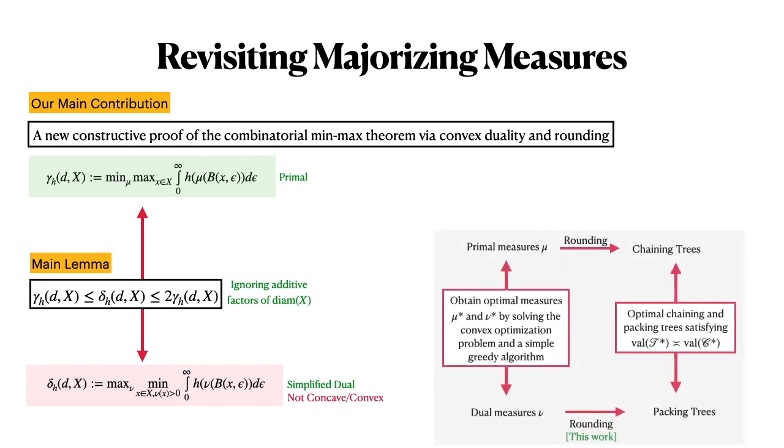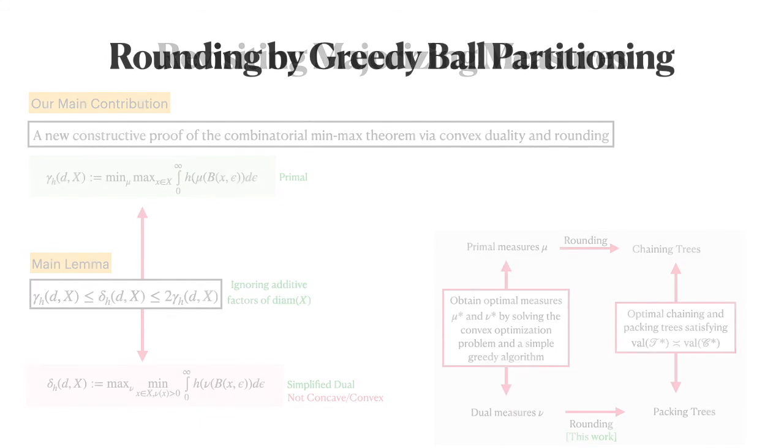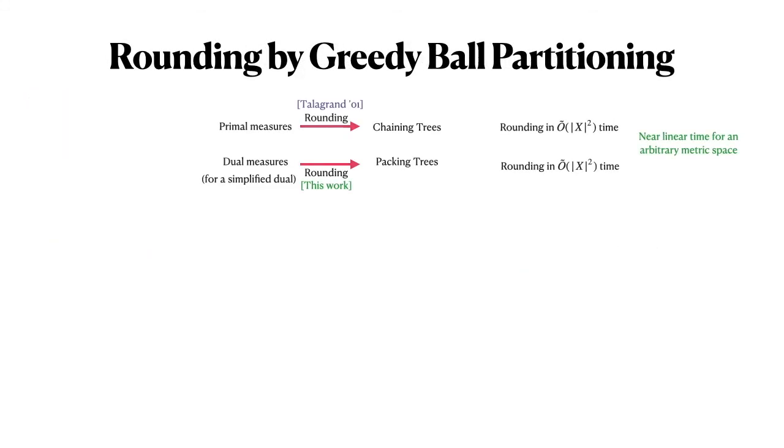and now one has a way to find these primal and dual measures just by solving this optimization problem and by simple conditioning that can be done using a simple greedy algorithm. And this gives a way to compute optimal chaining and packing trees by rounding. So let me say a few words about rounding also, just to give you some idea of how it's done. So again, the rounding is done by a procedure called greedy ball partitioning that was introduced by Talagrand.